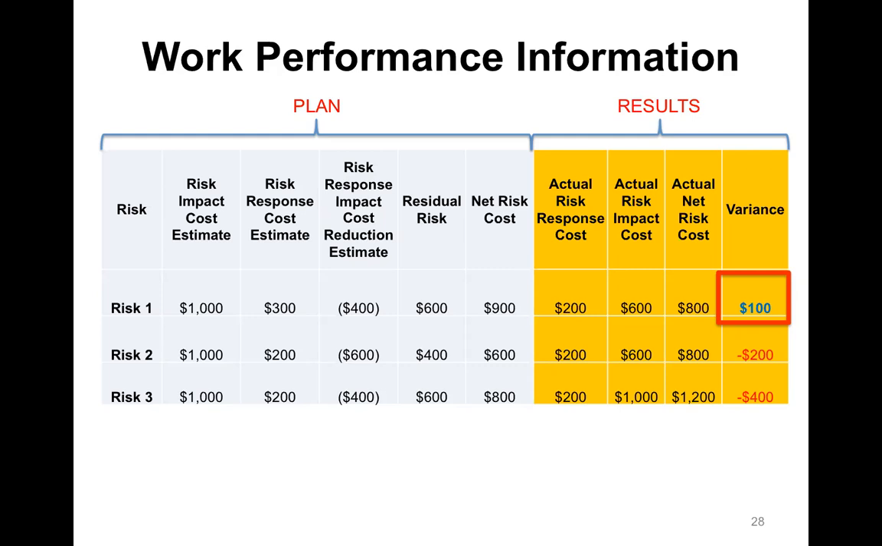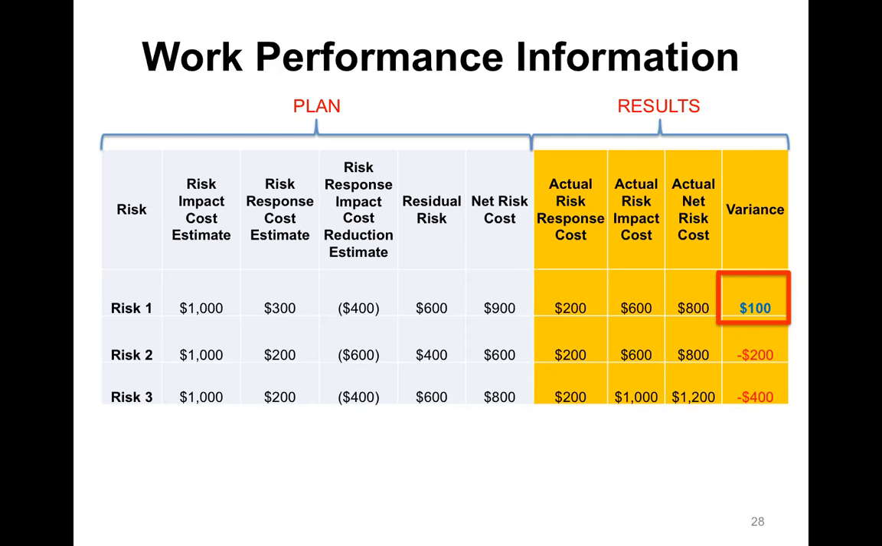So if we add up the cost of the risk response plus the residual risk, we have the net risk cost. So if all of these risks had risk responses that were implemented, this is our best guess in terms of how much it actually is going to cost us for the impact we have to absorb for the risk itself, plus the cost of the response plan that we planned.